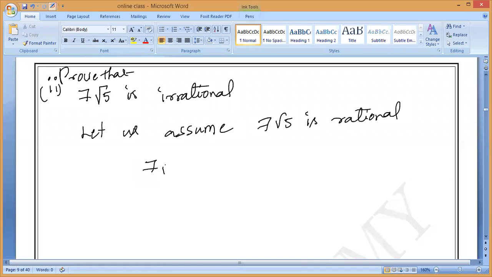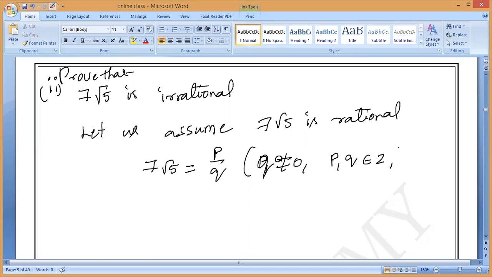So 7 into root 5 equal to P by Q, where Q is not equal to 0, P and Q are any integers, and P and Q are co-prime. Very good. Next step. What is next step? Squaring on both sides.